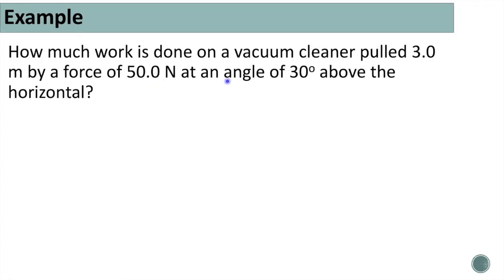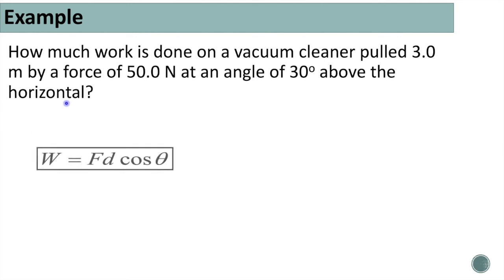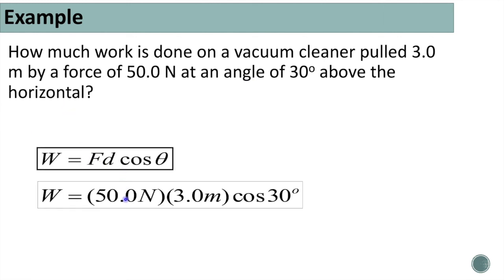How much work is being done on a vacuum cleaner if it's pulled 3 meters by a force of 50 newtons at an angle of 30 degrees above the horizontal? So we take our formula, we're going to plug in what we know, which is 50 newtons times 3 meters times cosine of 30 degrees. Type it all in the calculator, you're going to get 130 joules.